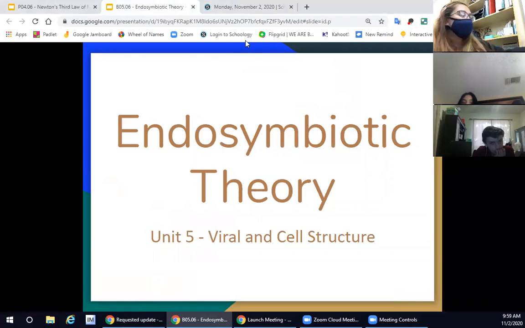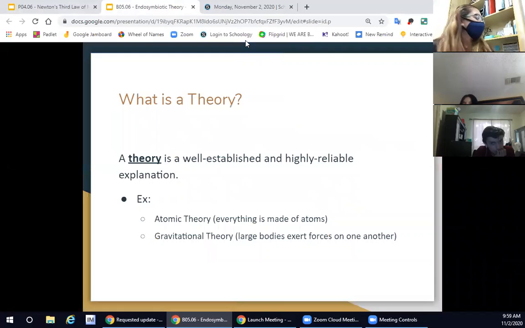All right, so the endosymbiotic theory. Keep in mind that a theory is a well-established and highly reliable explanation. For example, the atomic theory says that everything is made of atoms. And the gravitational theory states that large bodies, like planets, the moon, the sun, exert forces on one another. That's why we rotate around the sun, and that's why the moon rotates around us.